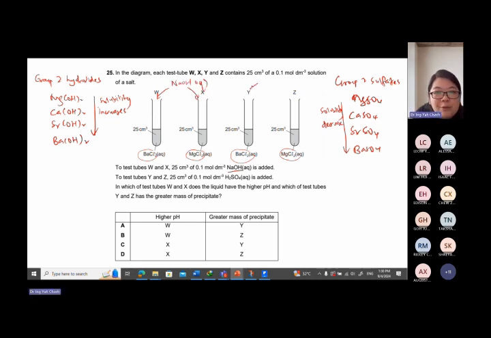Okay, for the last two, they want to add H2SO4. When sodium hydroxide is added to the first two, in test tube W, Ba2+ reacts with the hydroxide ions and you get barium hydroxide as the product. In the second test tube, magnesium Mg2+ ions react with hydroxide ions and you get magnesium hydroxide. So two hydroxides are formed.